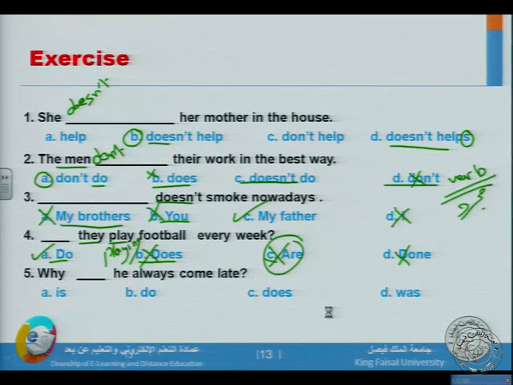Why he always come late. Why does لأنه هي مفرد. لماذا مش is؟ خطأ لأنه come. لو كانت coming كان is هو الجواب الصحيح. واضح؟ Okay.